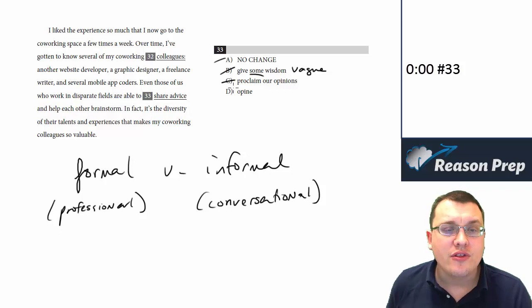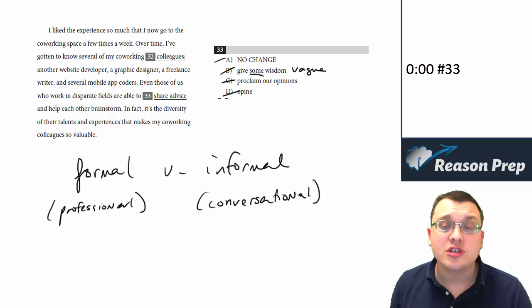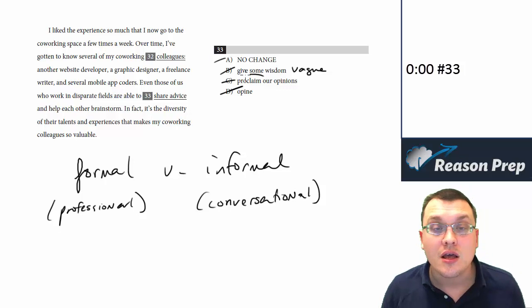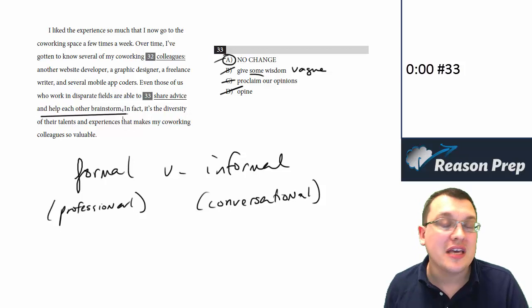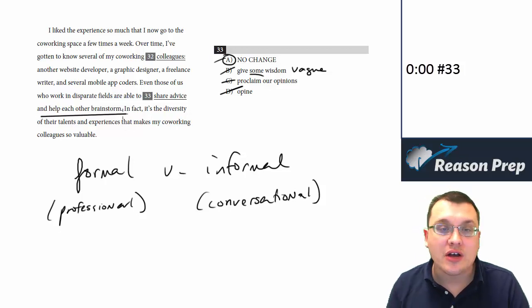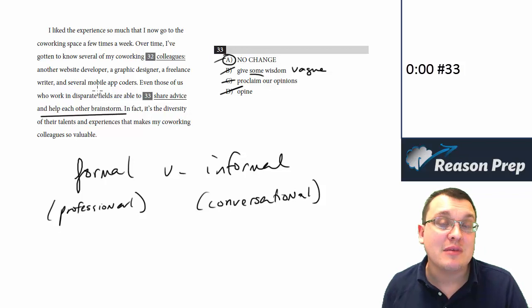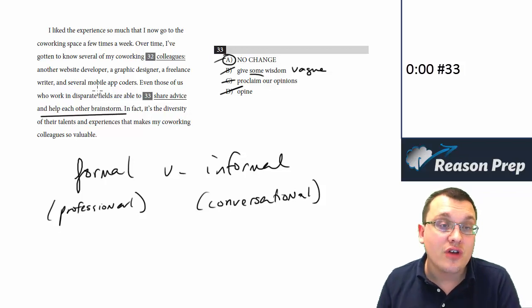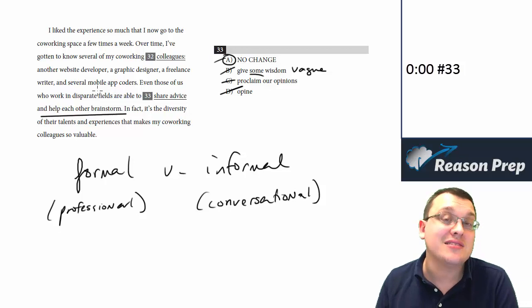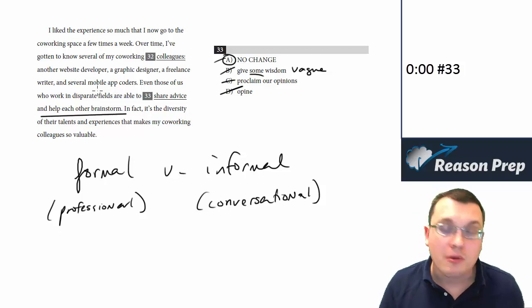How about D? Even those of us who work in disparate fields are able to opine and help each other brainstorm. So maybe too formal, but also just in terms of meaning doesn't make sense. To opine means to give your opinion, and just not as specific as something like share advice, which fits in with this idea about helping each other and being collaborative and all that good stuff. So share advice is going to be the best one. It fits in with the tone, it's concise, and it doesn't lose any meaning and doesn't add anything redundant. So we're going to go with choice A.